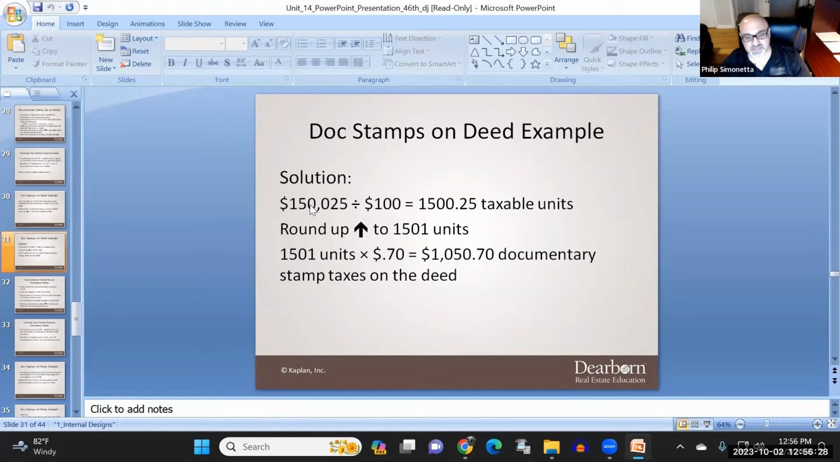You take 150,025 divided by 100. It gives you 1,500.25. You got to round it up, right? So it's 1,501. 1,501 times 70 cents. The tax stamps are $1,050.70. If it was Miami-Dade, it'd be 60 cents here, right? That's how you find out what your tax stamps are.